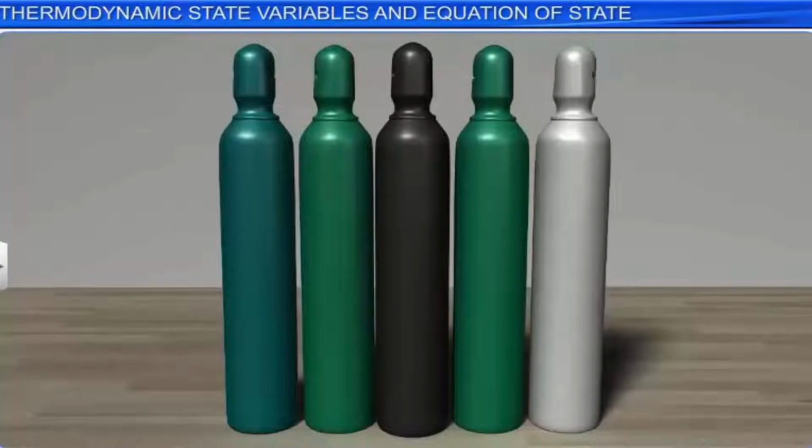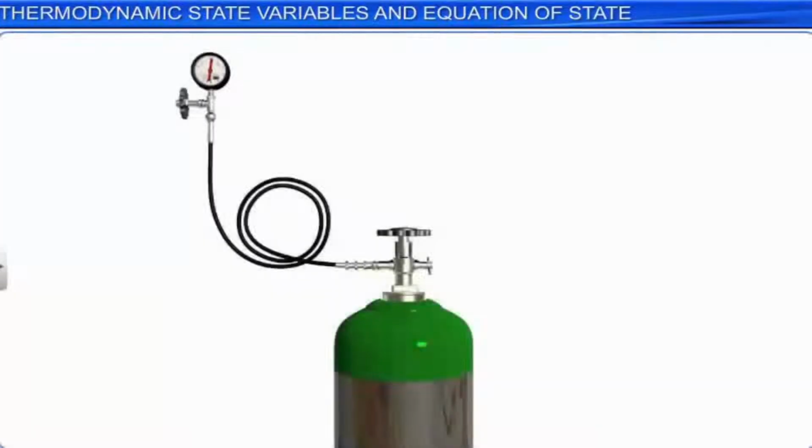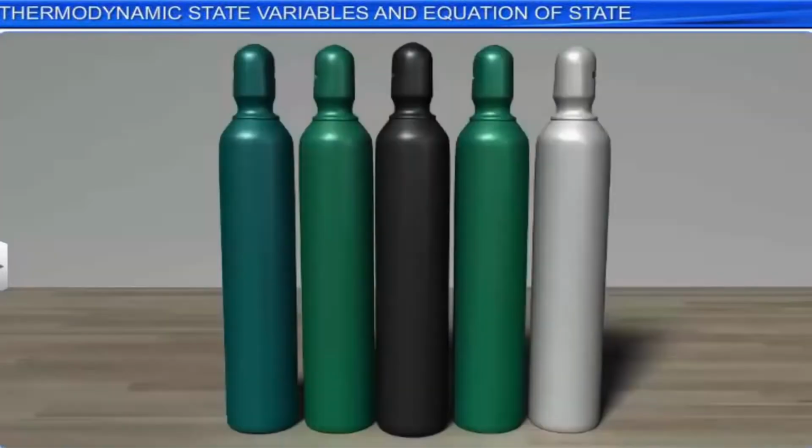Since the volume of all these cylinders is the same, at a given constant temperature, if oxygen is filled to a certain pressure, all these cylinders will contain equal quantities of oxygen.